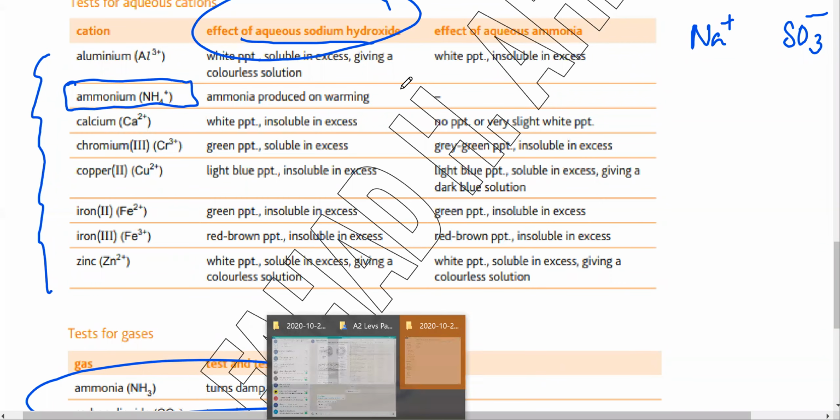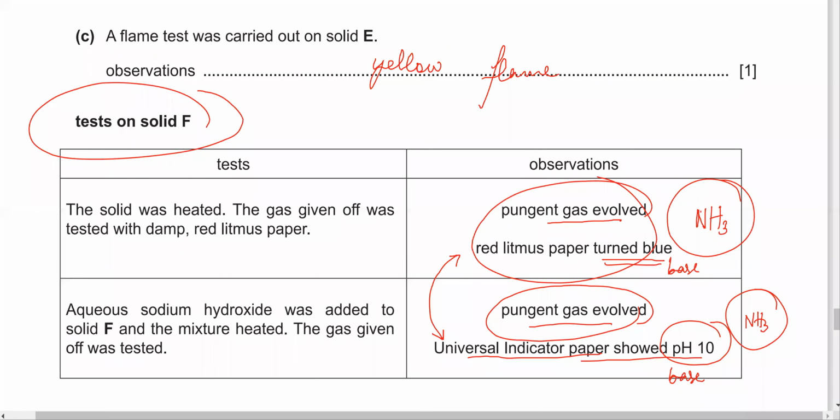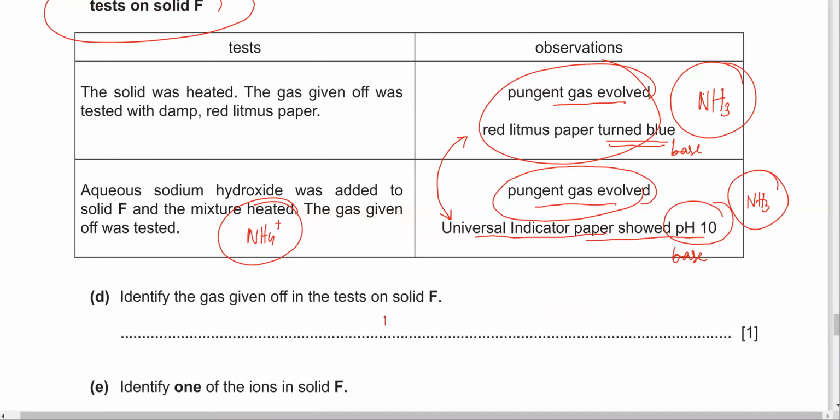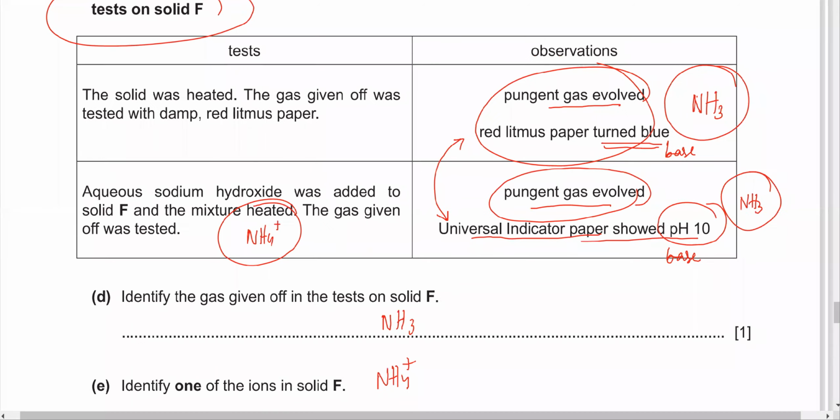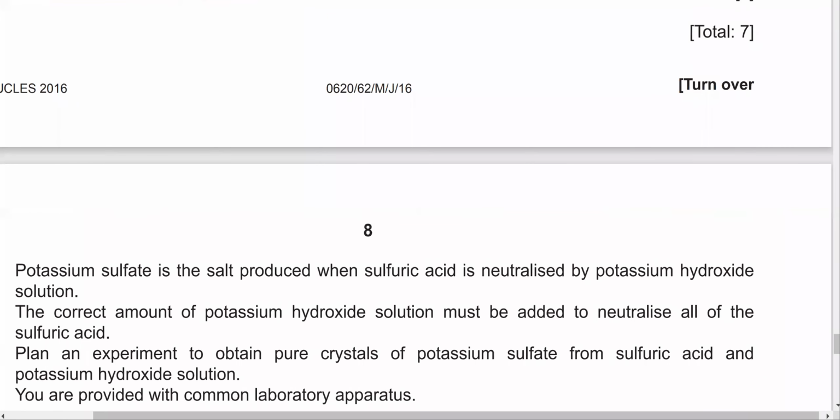Okay. This test indicates it's a test for ammonium ions. तो इसका मतलब है ammonium ions are present in this reaction. To identify the gas वो हम पहले कर चुके हैं, NH3 है. Identify one of the ions, so that is ammonium. Is this clear? Mahal clear है? Saad, Ahmed clear है? Anna? Yes. Yes, sir. अच्छा, so this is ammonium.